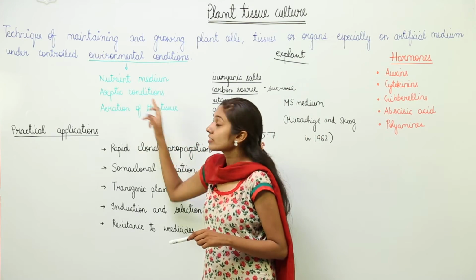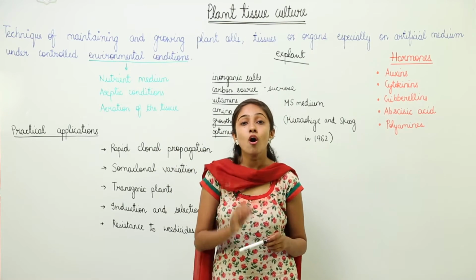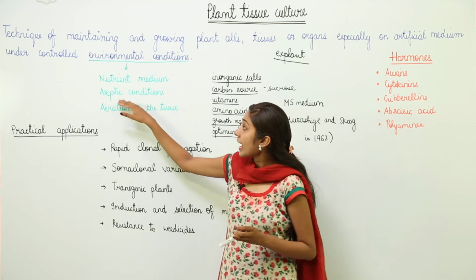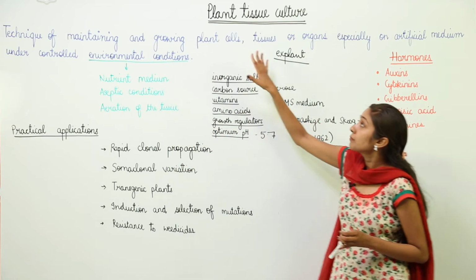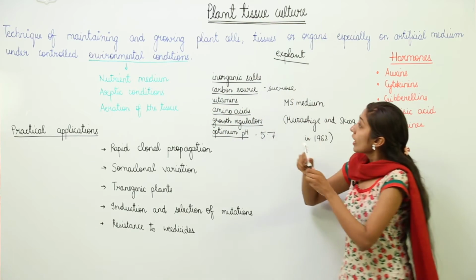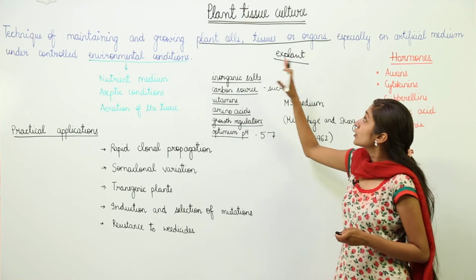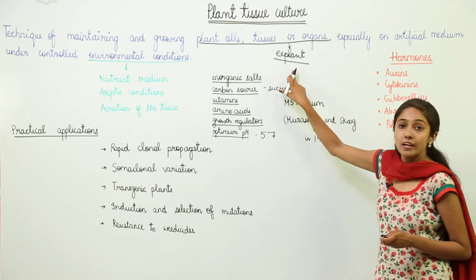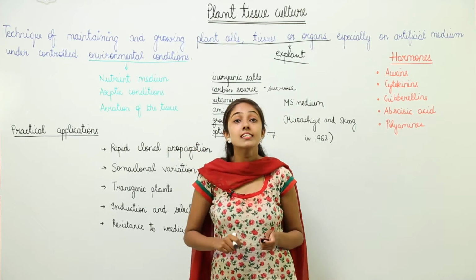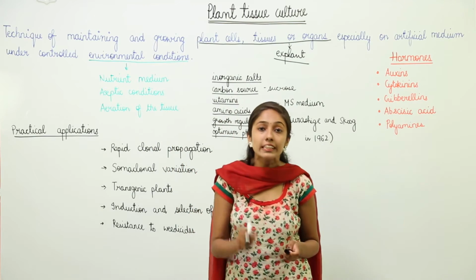So aseptic conditions are maintained, meaning totally sterilized conditions. Sterilized means free of microorganisms. There should not be any growth of microorganisms so that the nutrient medium can be used by the plant cells, tissues or organs, or you can say the nutrient medium can be used by the explant. Remember that the plant cells, tissues or organs that we use for plant tissue culture are known as explant. So for the explant growth, we need to supply nutrient medium that is completely sterilized, meaning we maintain aseptic conditions, free from microorganisms.